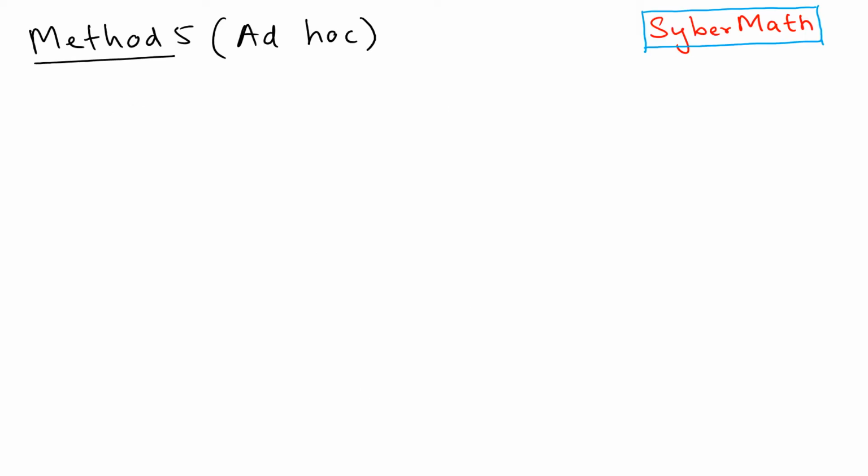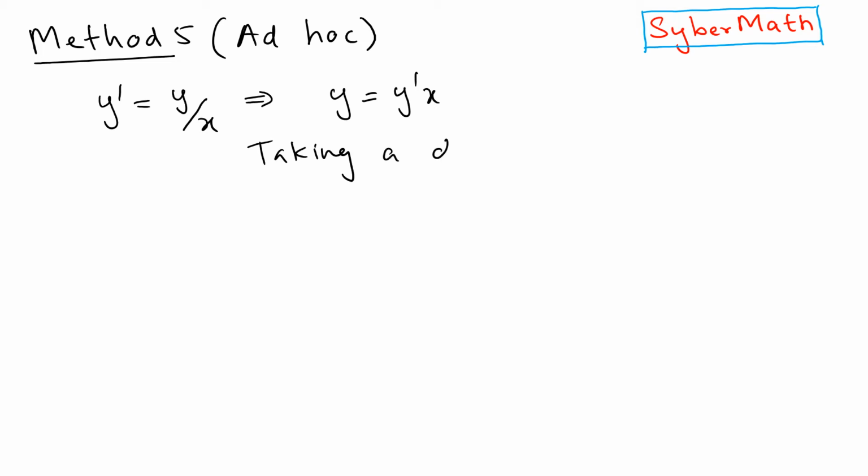Next we discuss an ad hoc method. I found this method from one of the videos of CyberMath. So how do we do it? We're going to start with y prime equals y over x, and then we can rewrite this equation as y equals y prime x by multiplying. Now what we can do, we can take a derivative with respect to the independent variable.